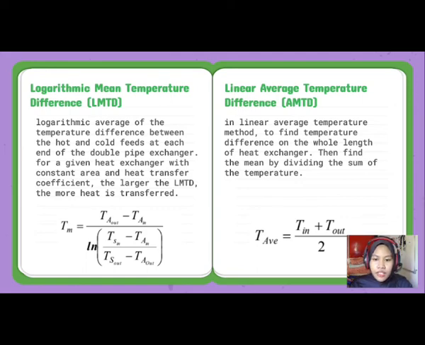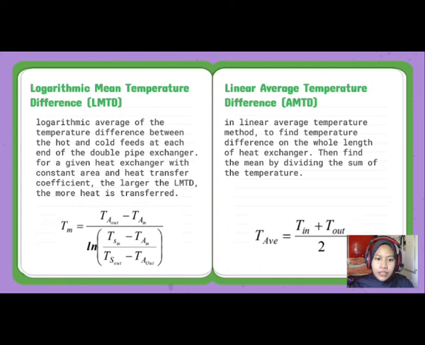Discuss the difference in the measured value of the heat transfer coefficient if one uses the linear average temperature instead of LMTD. So LMTD is the logarithmic mean temperature difference. It is an average of the temperature difference between the hot and cold feeds at each end of the double pipe exchanger. For a given heat exchanger with constant area and heat transfer coefficient, the larger the LMTD, the more heat is transferred.